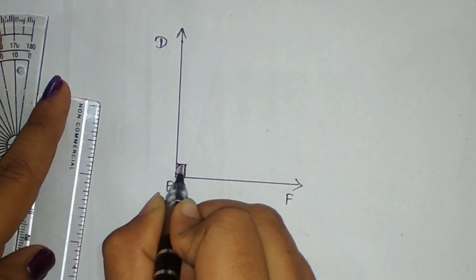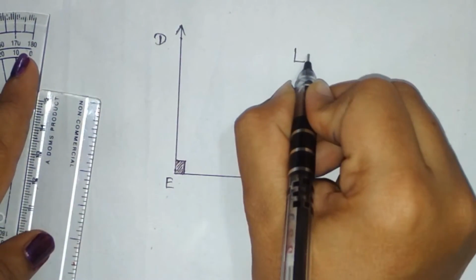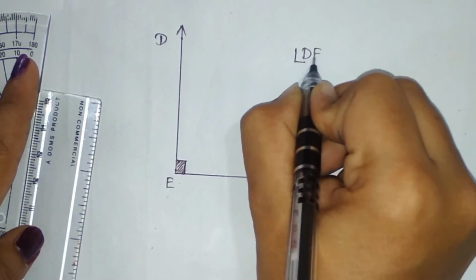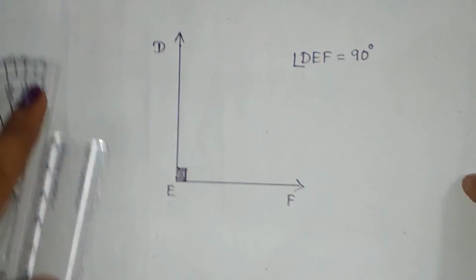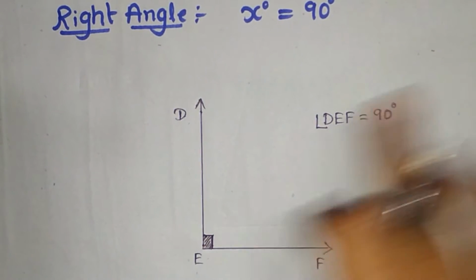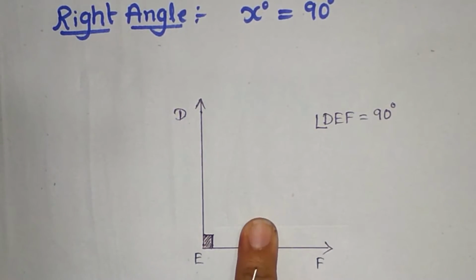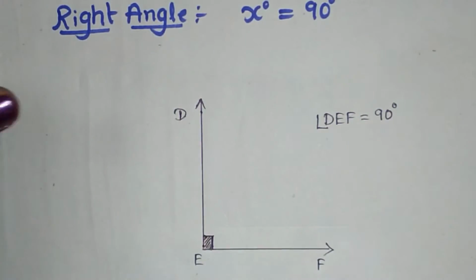Here, on the E vertex, we have 90 degrees, and this angle can be named DEF. Angle DEF is equal to 90 degrees. This is the example for a right angle. Not only DEF, any angle which measures exactly 90 degrees is an example for a right angle.